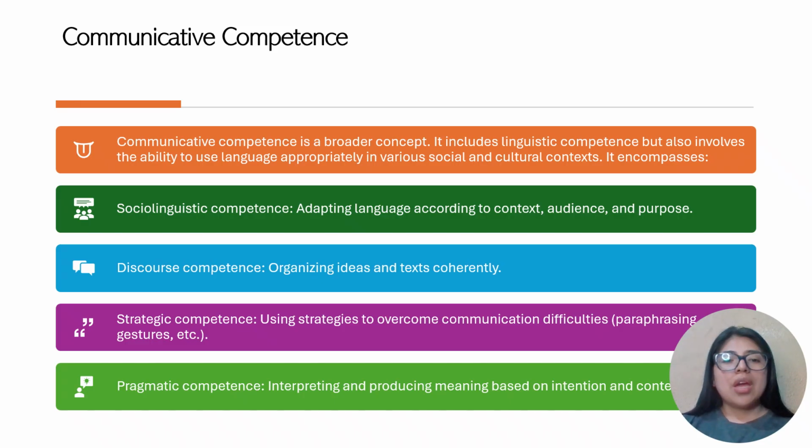So communicative competence is much more than grammar or vocabulary. It's about using language appropriately and effectively, understanding the situation, the people around you, and how to get your message across clearly.